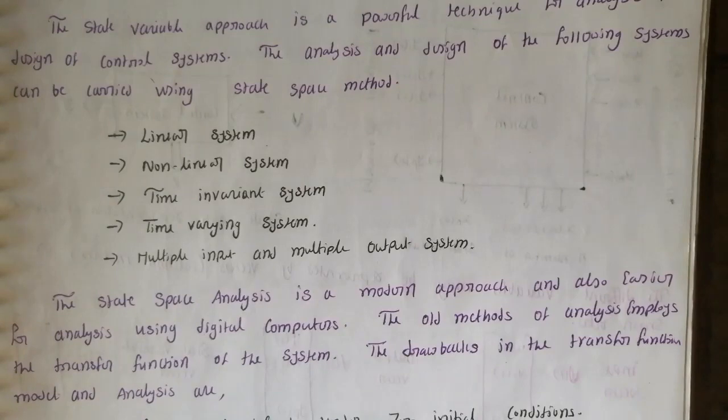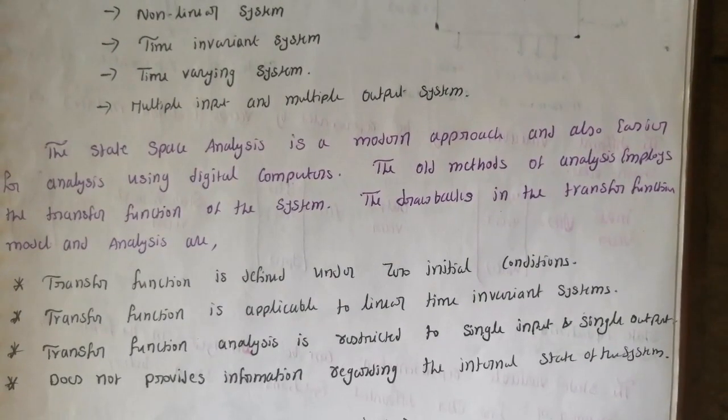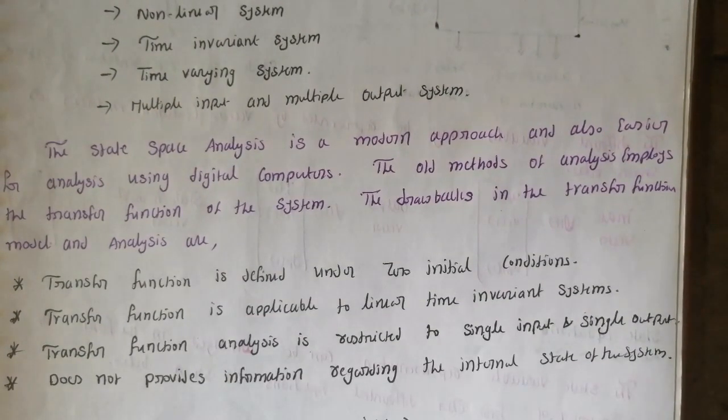Now let me see the drawbacks of the transfer function compared to state space analysis. The following four are drawbacks of the transfer function. The first one is that the transfer function is defined under zero initial conditions. The second is that it is applicable to linear time invariant systems. Time invariant means the system should not depend on time. The transfer function is the Laplace transform of output by the Laplace transform of input, so input and output are represented in the S domain.